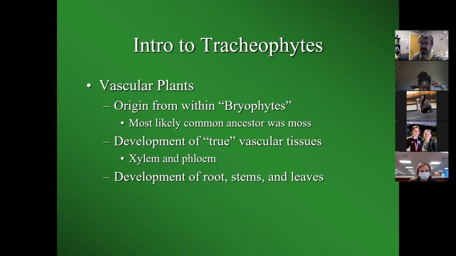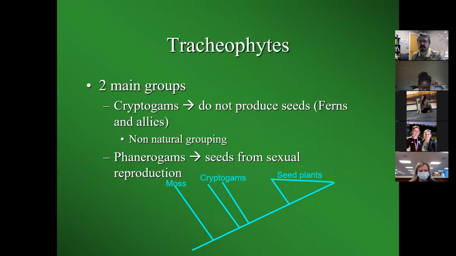also called the vascular plants. And from within the vascular plants, we think that all of them probably developed from some common ancestor that was probably a moss. And the development of true vascular tissues are what separates this group from the mosses. We now have xylem and phloem, hence the reason for why they're called tracheophytes. So because of the true vascular tissue, we have the development of roots, stems, and leaves.